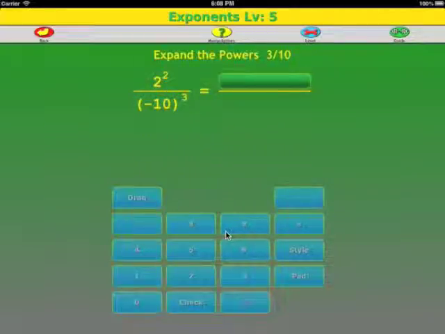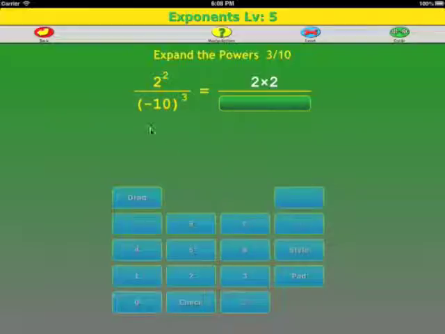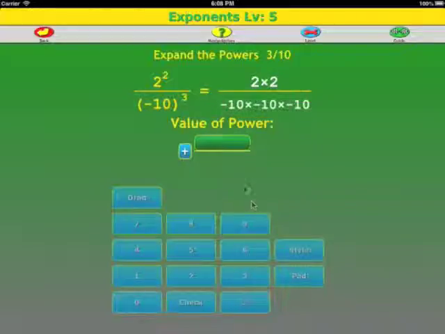Let's do one more example. We have 2 as the base, and 2 is the number of times it occurs. 2 times 2. We have negative 10 as the base, and it occurs 3 times. We have to enter the negative sign first. Negative 10 times negative 10 times negative 10. Okay, now the number of negative signs is 1, 2, 3. That's odd, so our answer is negative.